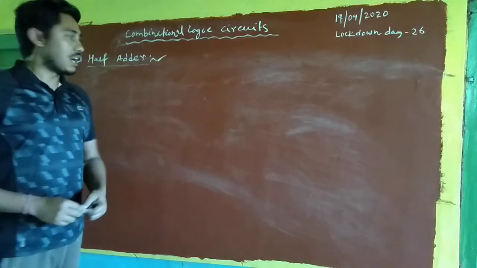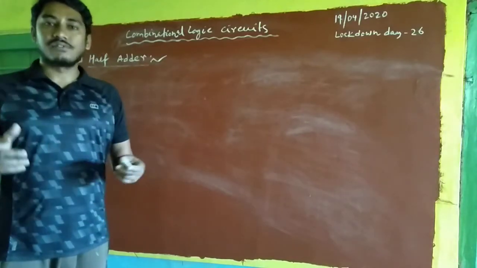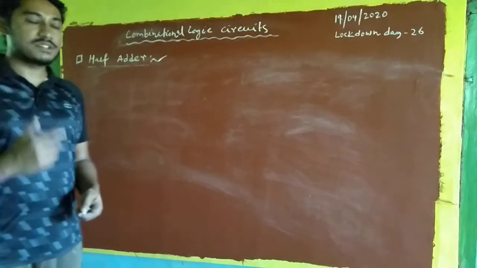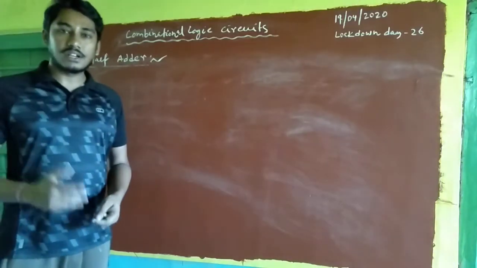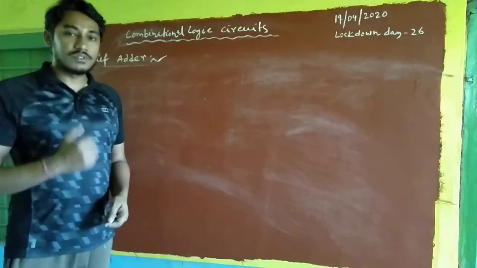Now first we will discuss half adder. Half adder is the simplest combinational logic circuit that performs arithmetic operations of two binary digits. You must remember, half adder performs the arithmetic operations of two binary digits. That means what are the inputs? How many inputs? Two inputs.